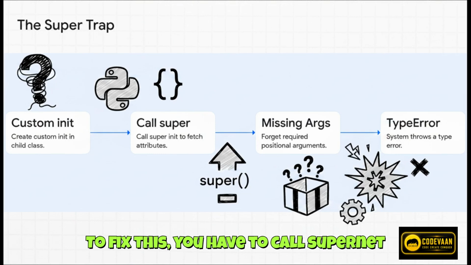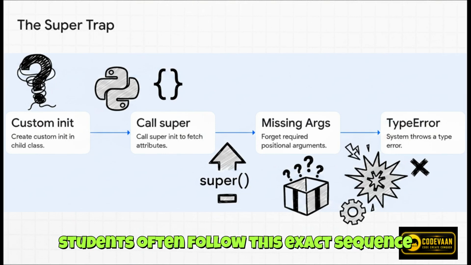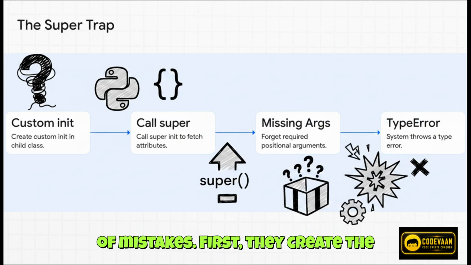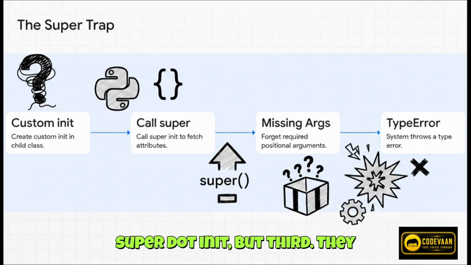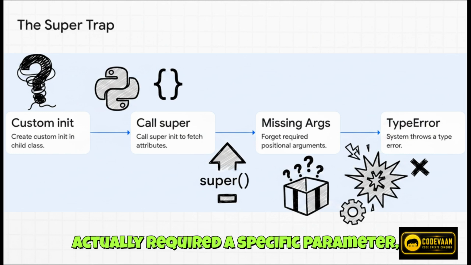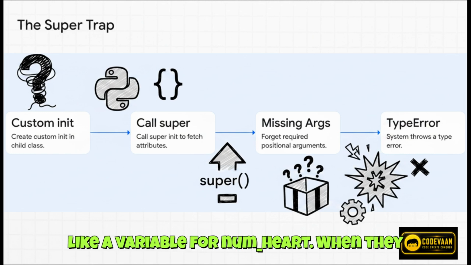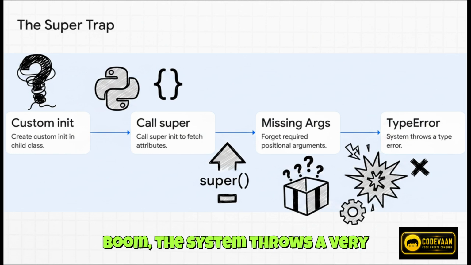To fix this, you have to call super.init inside the child's initialization. But students often follow this exact sequence of mistakes. First, they create the custom init. Second, they correctly call super.init. But third, they completely forget that the parent class actually required a specific parameter, like a variable for num_heart. When they fail to pass that data up the chain, boom, the system throws a very frustrating type error.